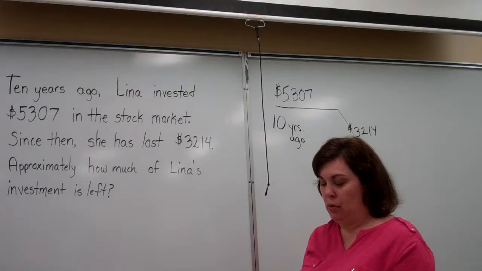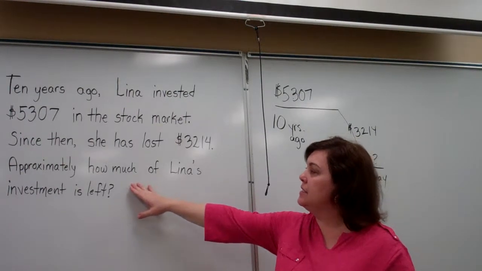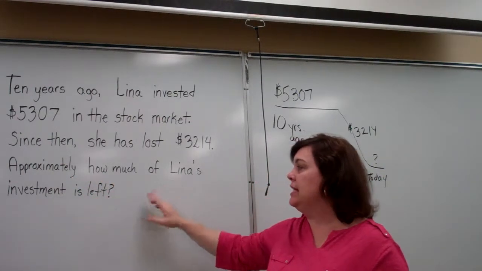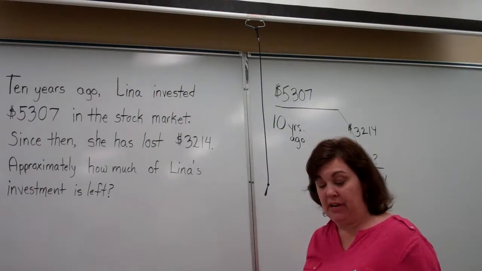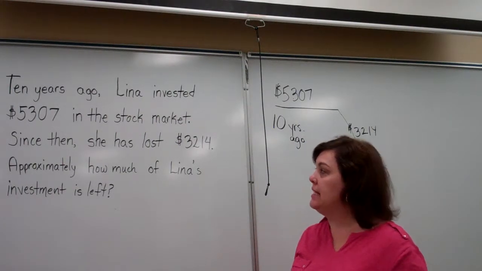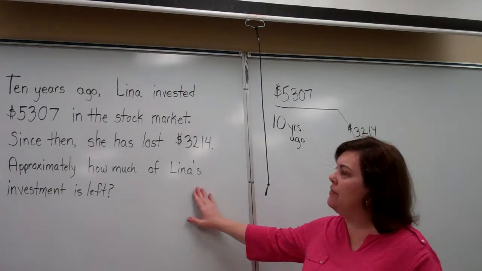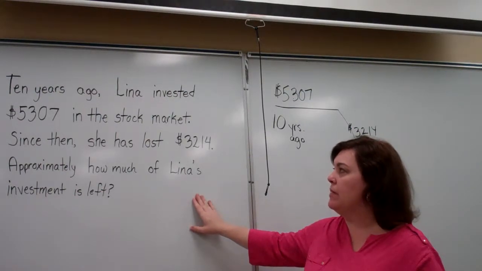Next, we want to determine what the question is asking us to find. Let's look at the last sentence. It's asking us to find approximately how much Lena has left. Identify required, extra, or missing information. I don't think we have extra information here, and I do think we have enough information to come up with an answer for what she has left.